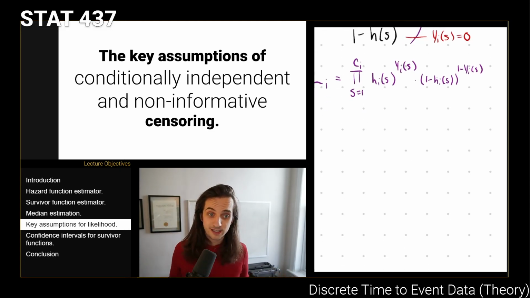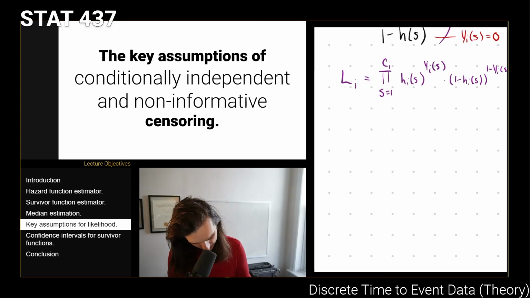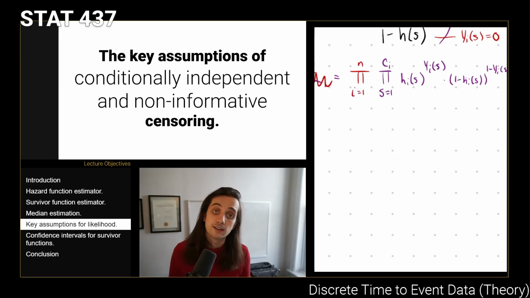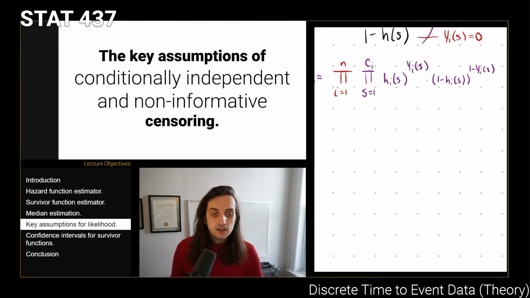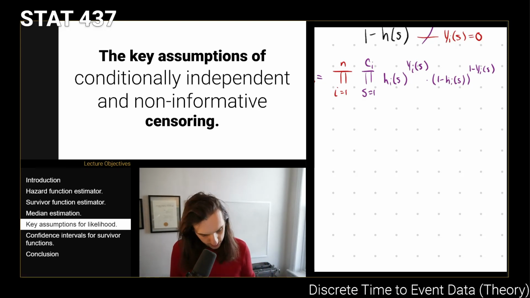And then, of course, to do it over the sample, we would take this and write it as the product i equals 1 to n. And that's our full likelihood now. Okay? But taking a look at this very quickly, if we were to re-express this ever so slightly, where instead of this yi of s notation, we just recognize that that is a binary indicator, and hi of s is a probability, well, this is just the binomial likelihood function, right? If you have a binomial random variable with probability of success being hi of s, this is exactly what you would get as the likelihood there.